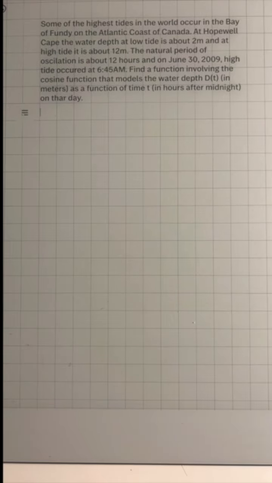This question was inspired by the James Stewart Calculus 8th edition early transcendentals. So, at Hopewell Cape, the water depth at low tide is about 2 meters, and at high tide it is about 12 meters. The natural period of oscillation is about 12 hours, and on June 30th, 2009, high tide occurred at 6:45 a.m. Find a function involving the cosine function that models the water depth, d of t, in meters, as a function of time, in hours after midnight on that day.